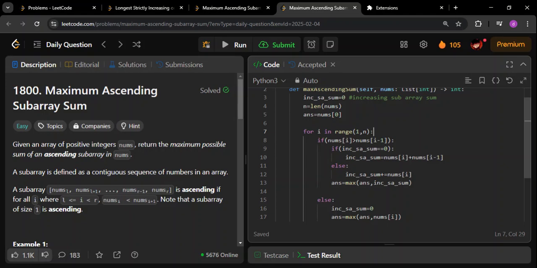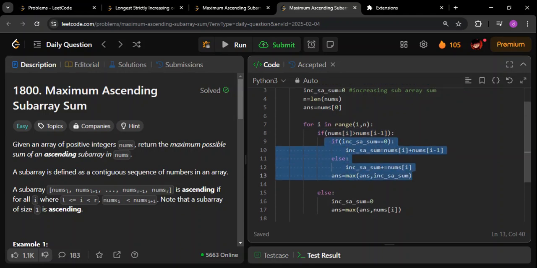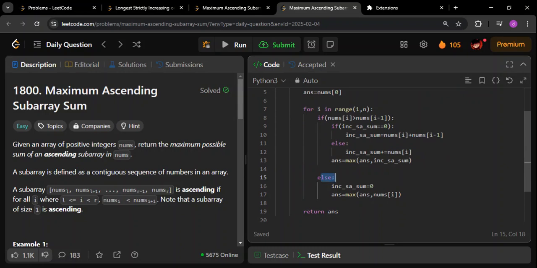Right? What I'm doing, see, if it is strictly increasing, if the current element is strictly greater than its previous element, in that case we have a condition. What are the other cases? When the current element is smaller than the previous element, or when the current element is equal to its previous element. There are two other cases. Each one of them will be part of this else condition. Let us go through each of them once.